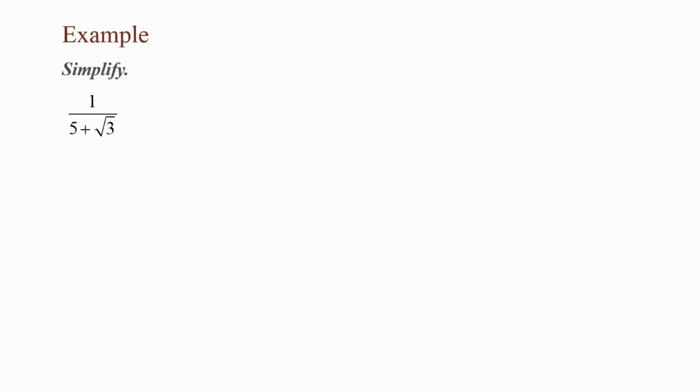In this example, simplify 1 divided by 5 plus the square root of 3. The conjugate of 5 plus the square root of 3 will be 5 minus the square root of 3. So multiply top and bottom by 5 minus the square root of 3. In the numerator, I'll distribute the 1. 1 times 5 is 5, and 1 times negative square root of 3 is negative square root of 3.